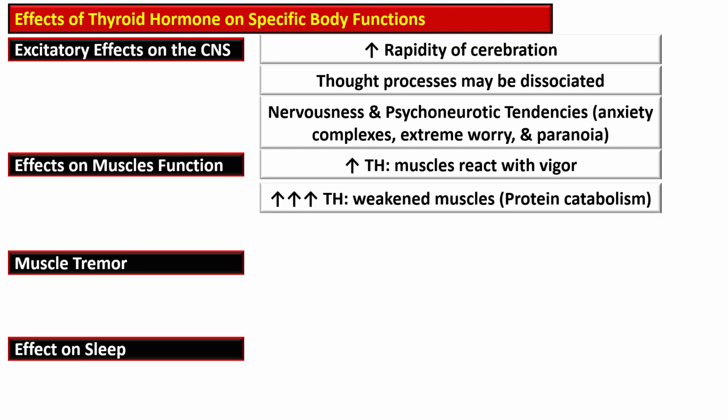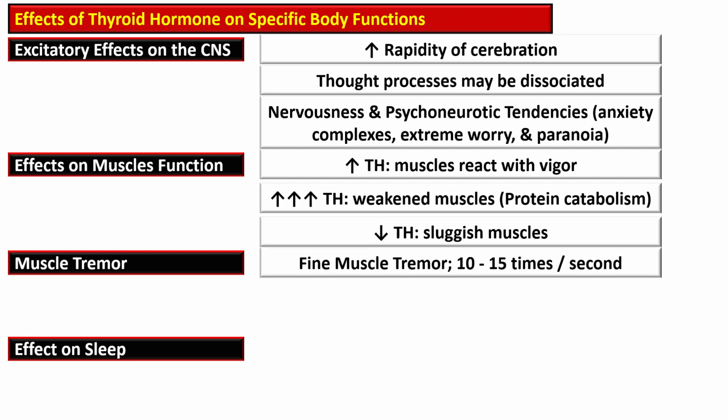A mild increase in thyroid hormone will result in increased vigor and strength of the muscle, while excess thyroid hormone will result in muscle weakness due to catabolism of the protein. Thyroid hormone deficiency will result in sluggishness of the muscle and slow relaxation.